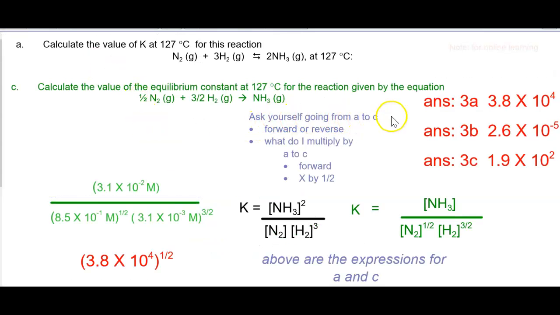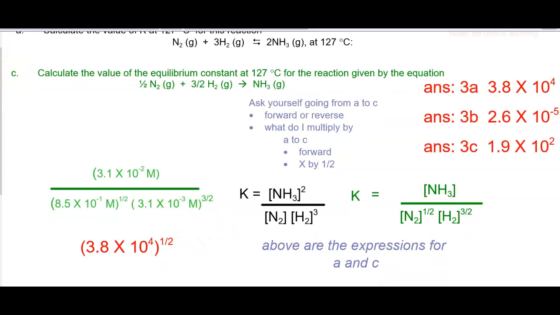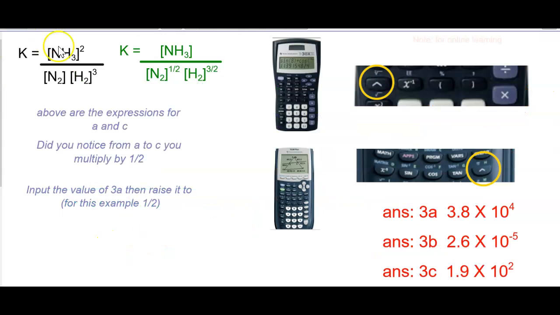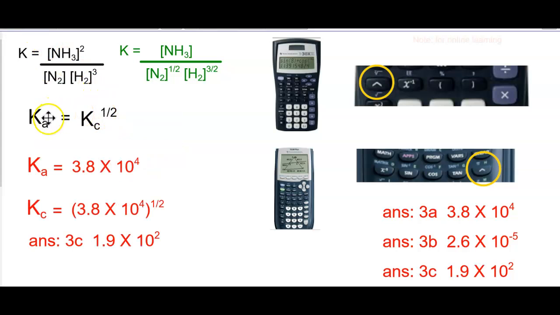So ask yourself, from A to C, forward or reverse? It's forward because it's in the same order. What do I multiply by? To go from A to C, I multiplied by 1/2. Okay, so what we're going to do then is take the original K value and take it to the 1/2. So this is our original Ka expression, this is our Kc expression, and we are going to raise it to the 1/2 power. So again, this should be Kc.